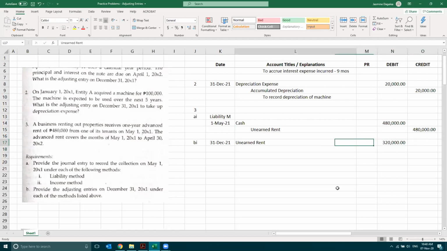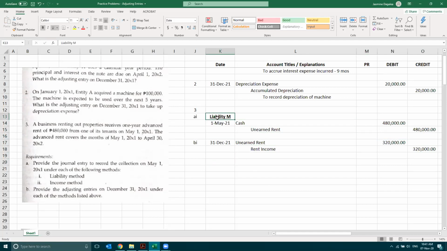So, your credit now is rent income. This is the earned portion of the advance rent you received from your tenant. Right? Yes, ma'am. This is under liability method.